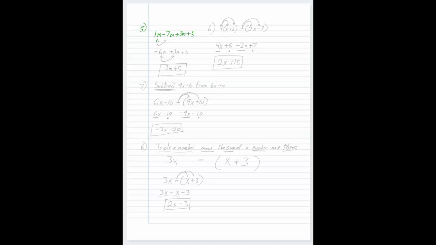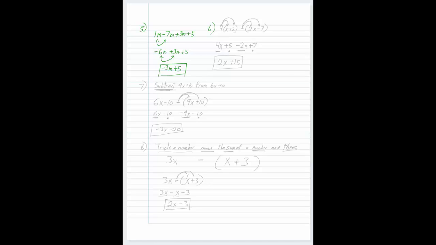First, 1 minus 7. 1 minus 7 is negative 6. Then likewise, negative 6 can add to 3. Negative 6 plus 3 is negative 3m. As for plus 5, it just comes down because it doesn't have an m. It may not combine. So we're stuck with that.